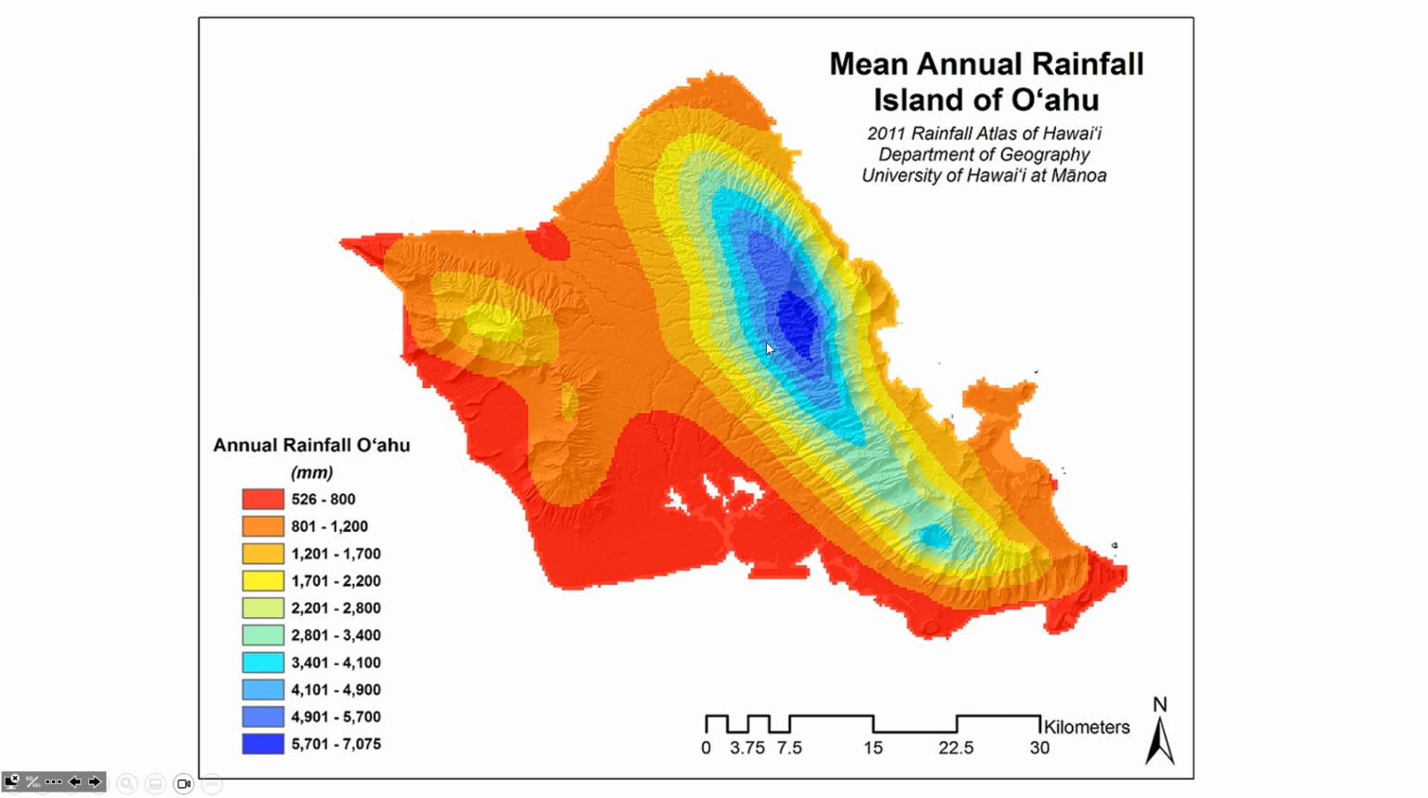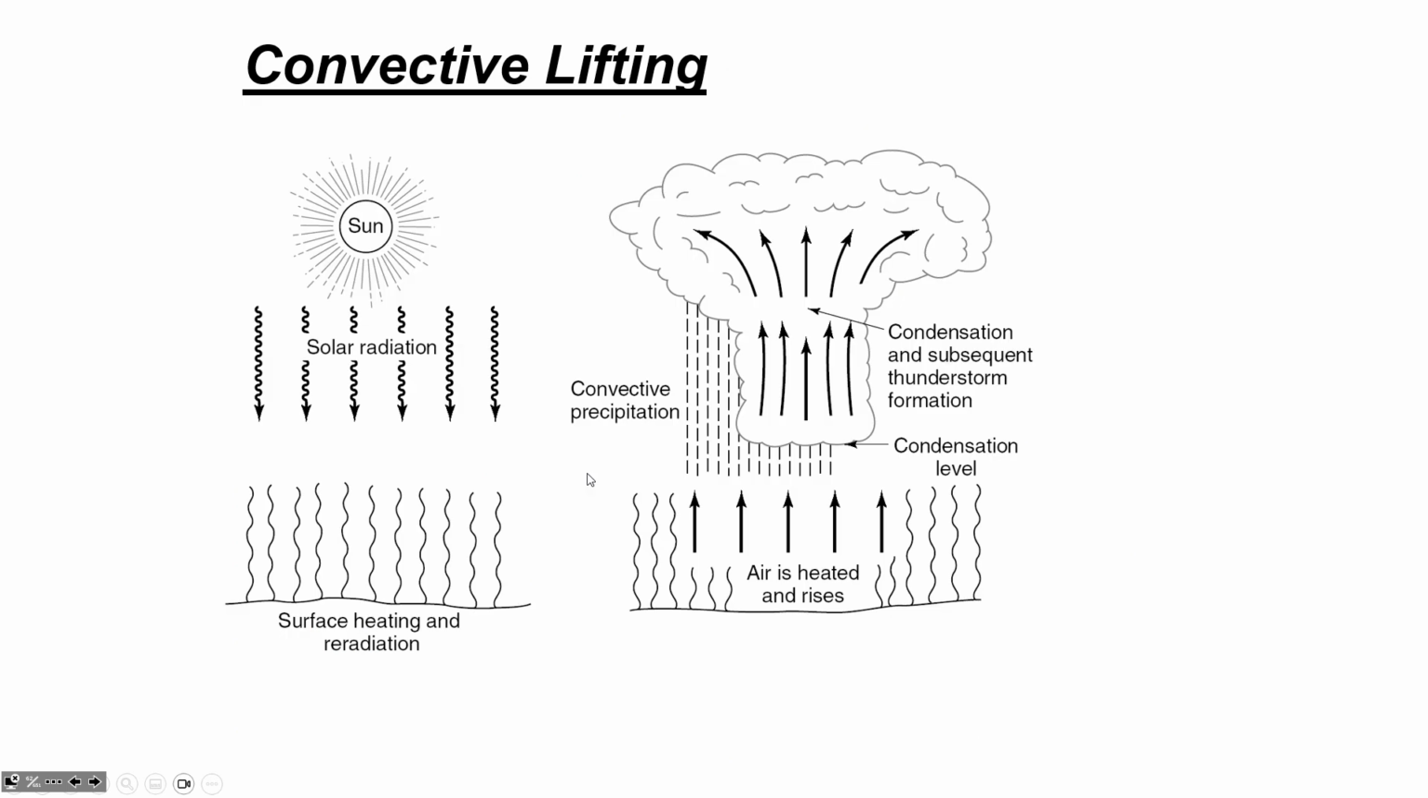That's a lot more precipitation than we get around here. And then 1/10 of that on the leeward side of the island.